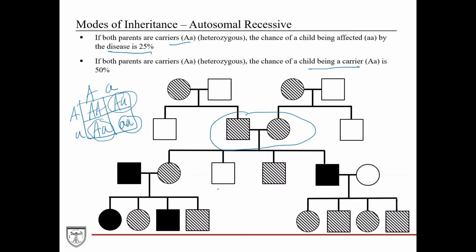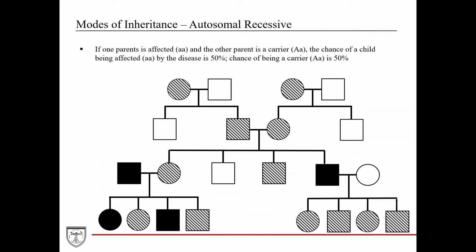So one child is normal or healthy. So they had both dominant alleles. And then 2 of the children, or half, are carriers. So they have 1 copy of the dominant, 1 copy of the recessive. And then 1 child was affected. And so they have 2 copies of the recessive. Now, let's say we have 1 parent that's affected. We'll show that here. And then they mate with another parent that is a carrier, as we show here. Let's see what the breakdown is here.